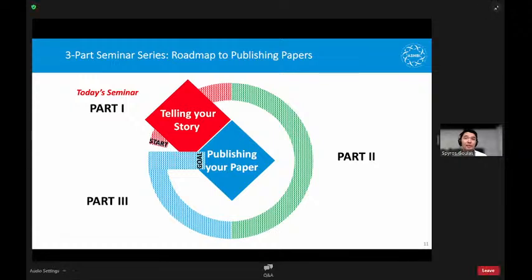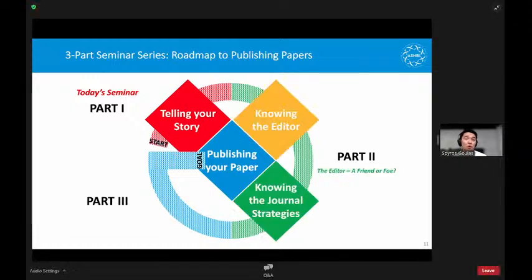The next part is learning more about whom some of you may consider as the enemy, or editors and journals. In part two, I hope to provide you with a better understanding of the reasons why certain papers are published and others are rejected, by understanding more about editors and how journals function.